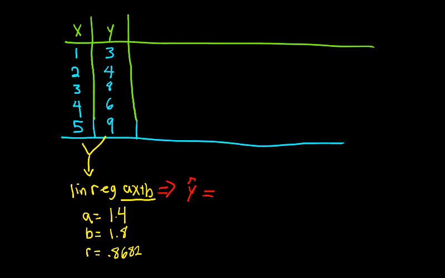But we plug in everything accordingly. We get our y hat equals 1.4x plus 1.8. So now we need to find our expected values based on the slope and the y-intercept.